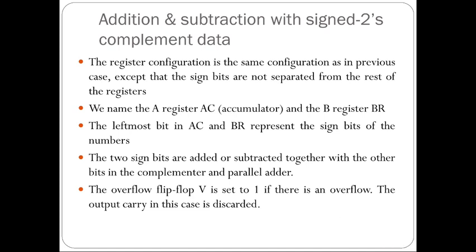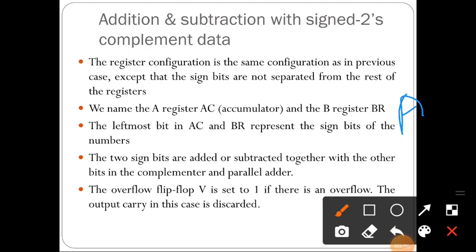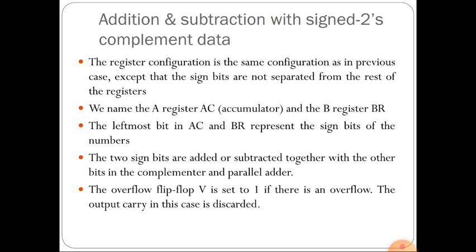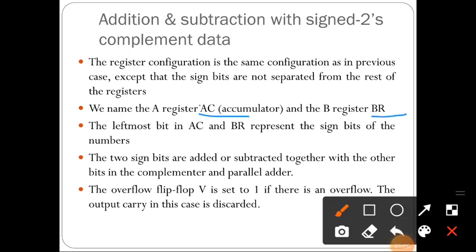In the last class we discussed that if A is the accumulator, then AS will be the sign register. If B is the subtrahend, then BS will be the sign bit of that corresponding number. So here there is no separation of the sign bit of numbers. Here we name the A register as the accumulator AC and the B register as BR.